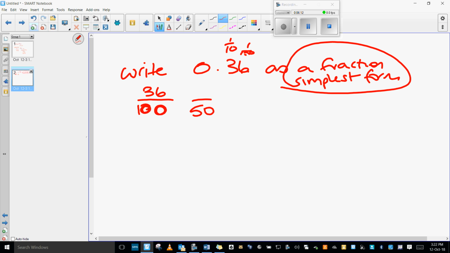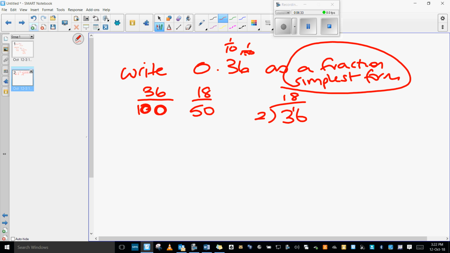Okay, if we're not sure, we can write it like this. 2 goes into 3 how many times? 1, and then remainder 1. 2 goes into 16 how many times? So that must be 18 over 50. Now, what's special about 18 and 50?